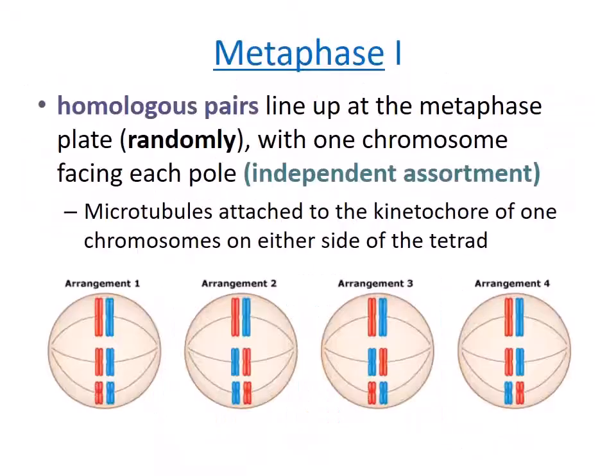After prophase 1 comes metaphase 1. In metaphase 1, the homologous pairs line up at the metaphase plate, and they do so randomly. You can see below the different possible arrangements. If you think of the red chromosomes as chromosomes that came from, let's say, the mother originally, and the blue ones came from the father originally, you can see the different combinations of chromosomes we can get. This random assortment is called independent assortment. Then microtubules attach to the kinetochores of one of the chromosomes on either side of the tetrad.